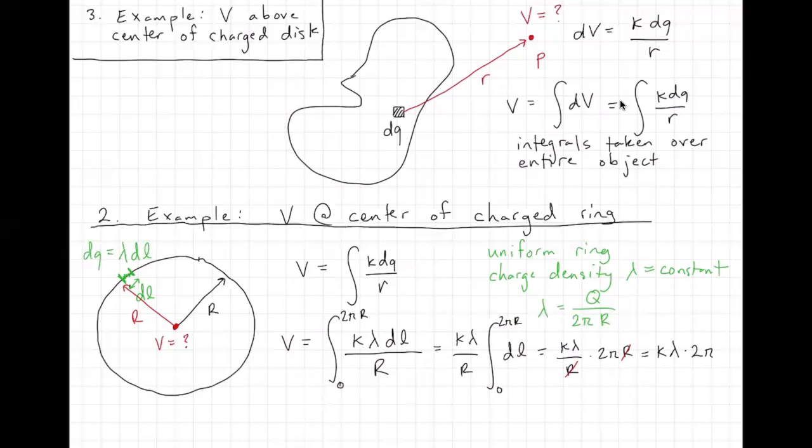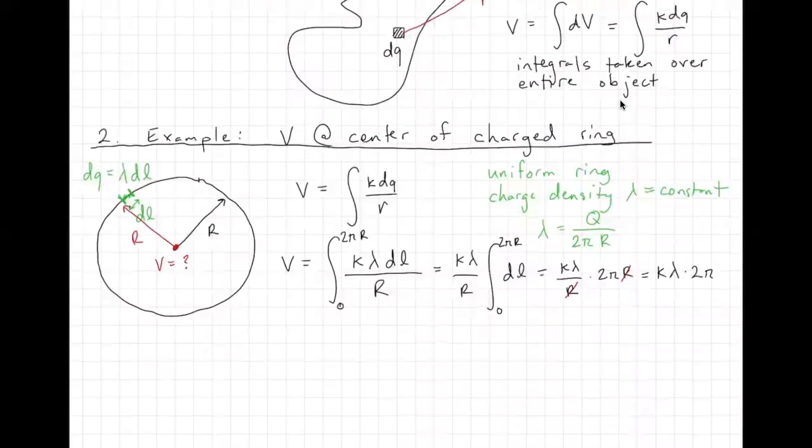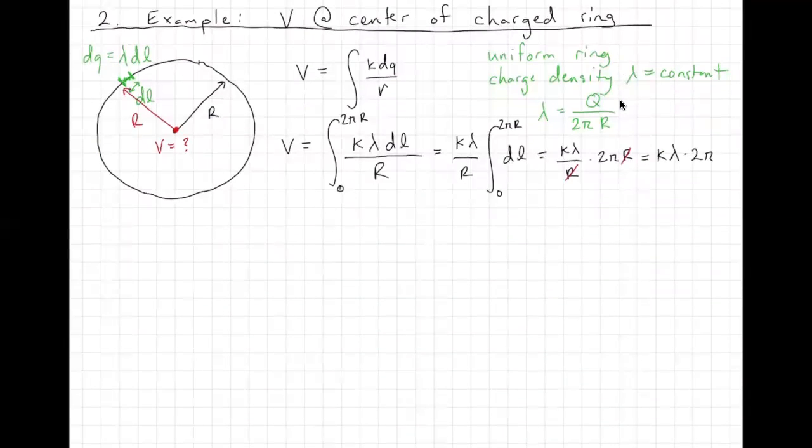I can do something else here too. I can plug in the expression for lambda into this. So if I scroll down, then I can write the potential, now plugging in for lambda. Lambda is just the total charge over the total length. So then I get 2 pi times k times lambda, which is Q over 2 pi r. The 2 pi's cancel. That's nice. And you can see that the result looks kind of familiar. It's just kQ over r. That's kind of a cool result.